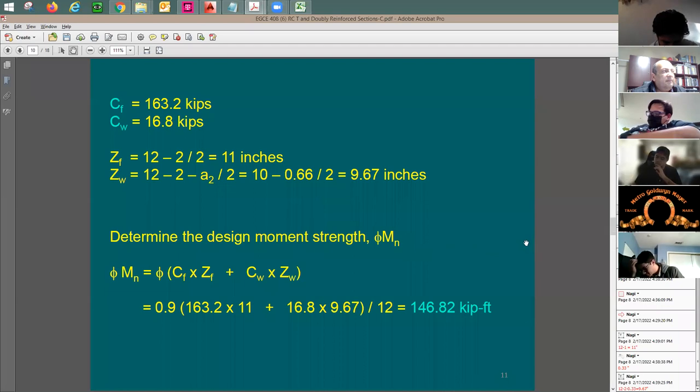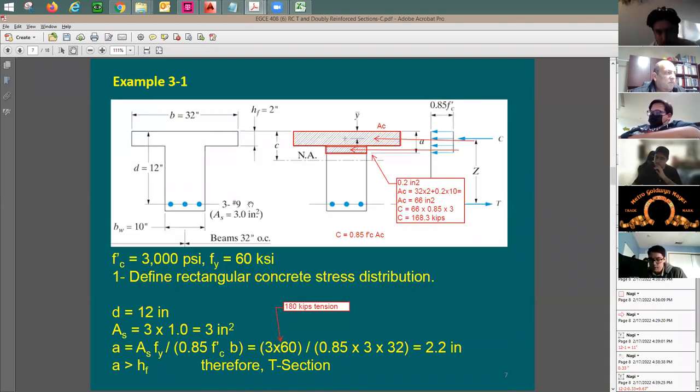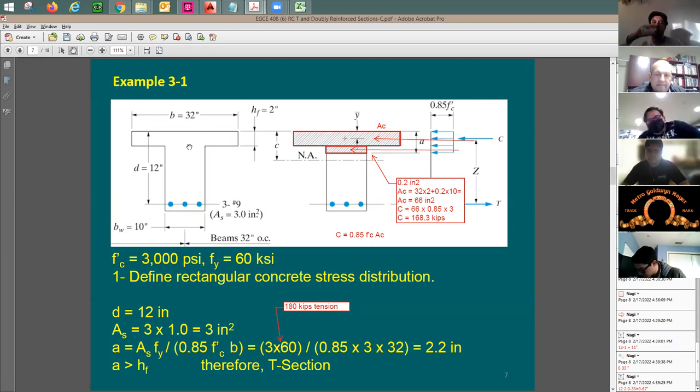So let me review this again. Rectangular sections versus T-section. Once you see a section that looks like a T-section, you assume at the beginning that you're going to treat it as a rectangular section. So keep this in mind. If you'd like to put the steps, you can put the step like this. First step, treat it to be a rectangular section at the beginning.